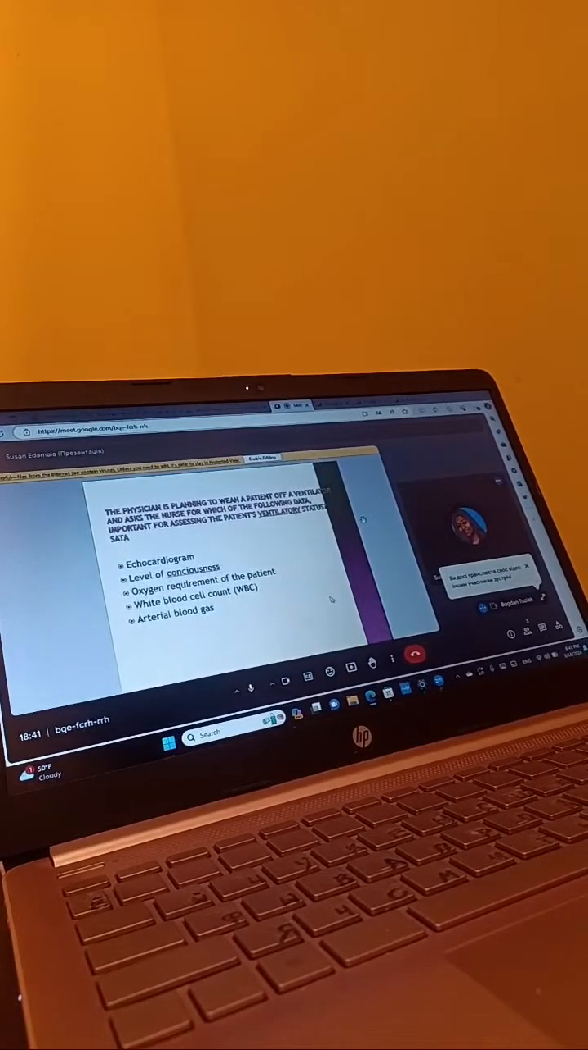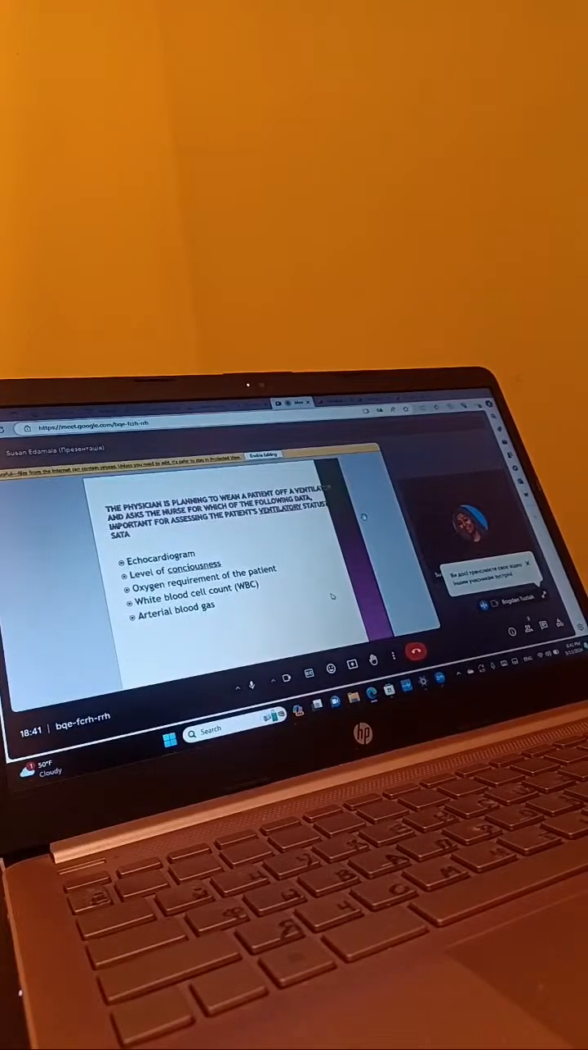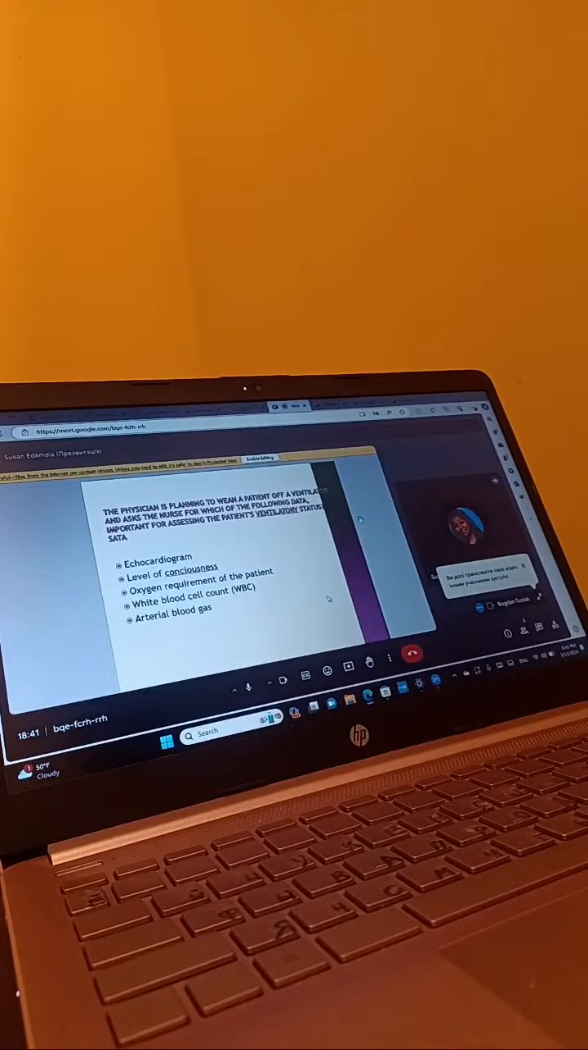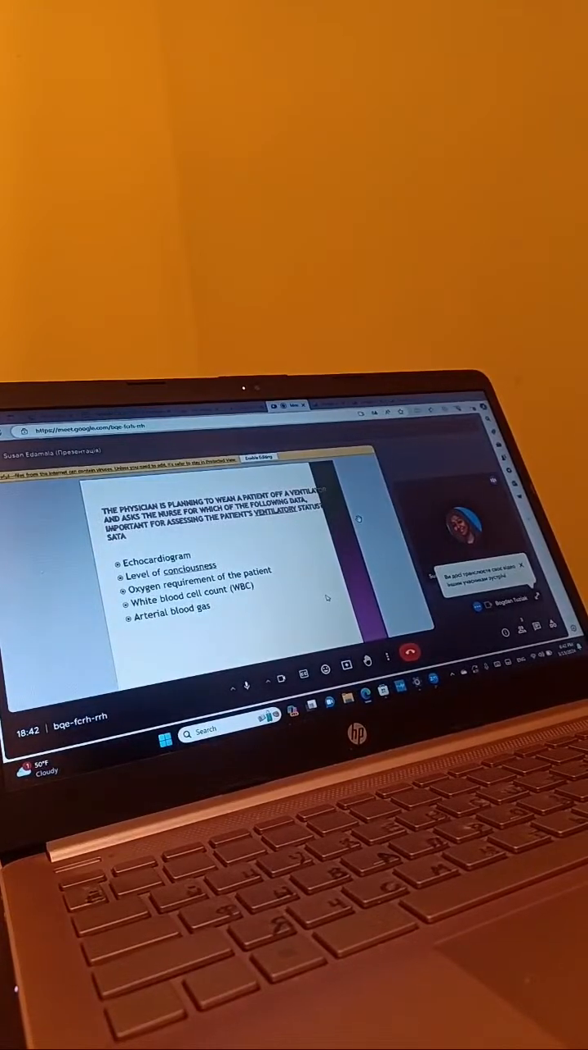Next one, read this. The physician is planning to wean a patient off a ventilator and asks the nurse for which of the following data important for assessing the patient's ventilatory status. You know what a ventilator is, right? The machine that breathes for the patient. The patient gets connected to that. They put a tube in the trachea and then they connect to the ventilator, right?